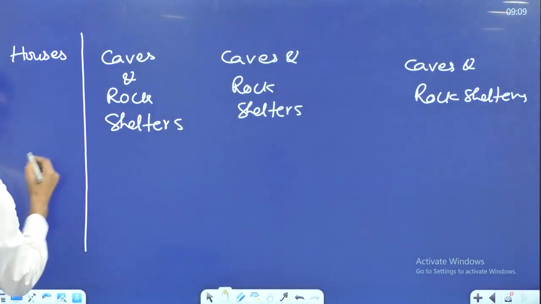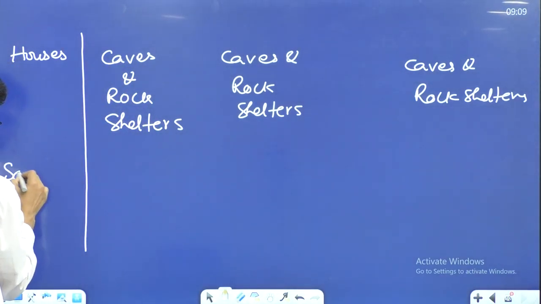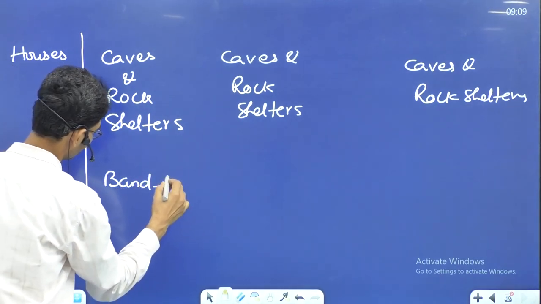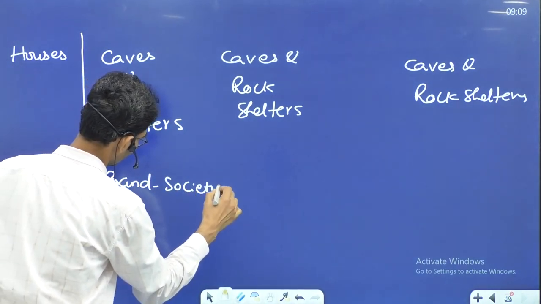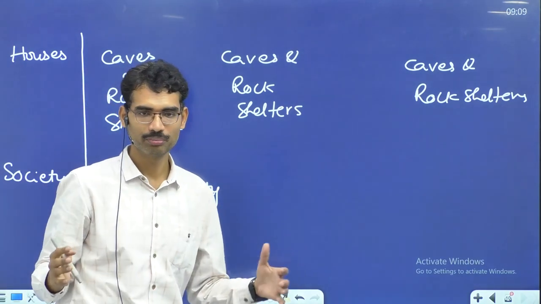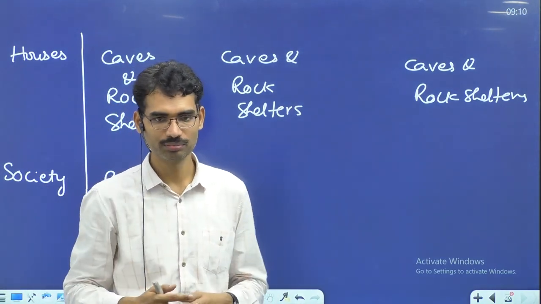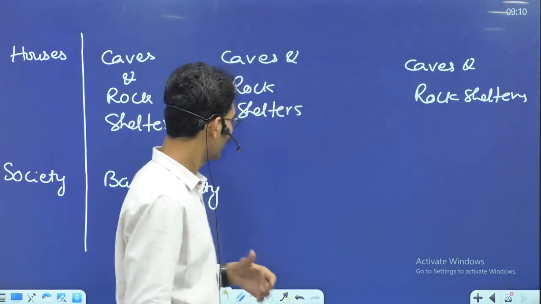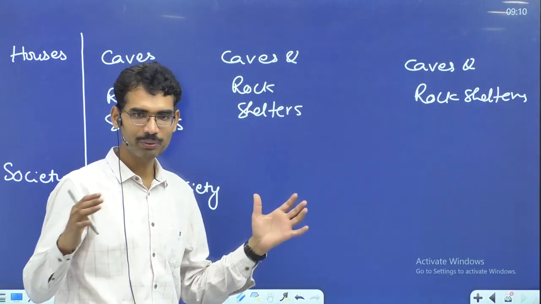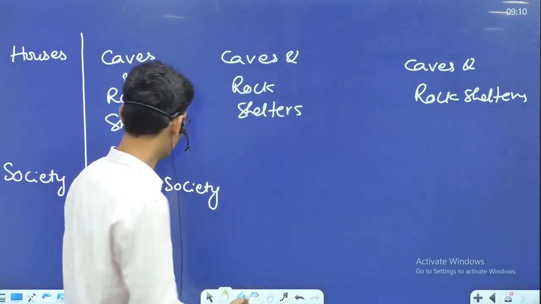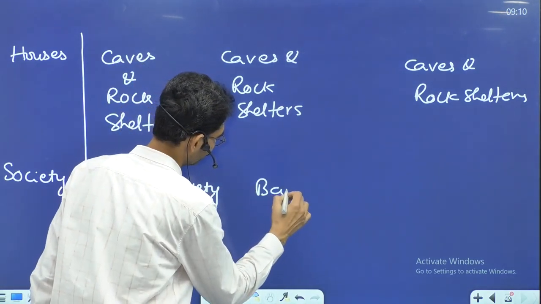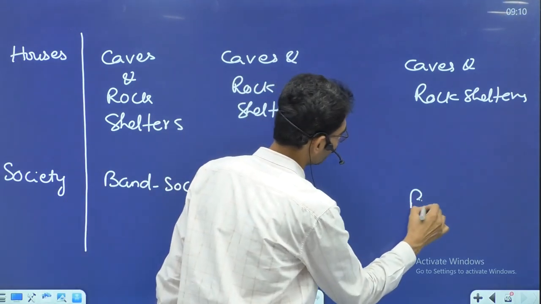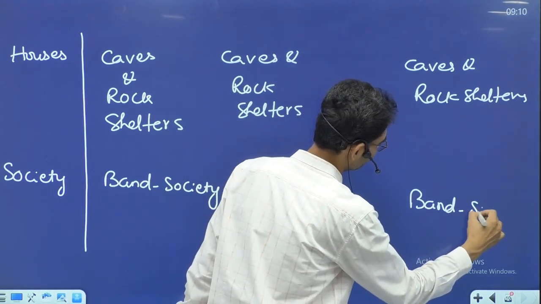Houses. And when it comes to society, band society. Few people, because they are always in hunting mode. They keep on hunting from one place to the other place. Groups of 20 people, 30 people, they keep on moving. Band society.